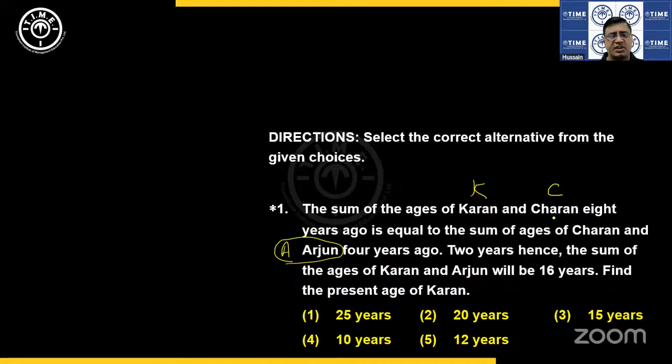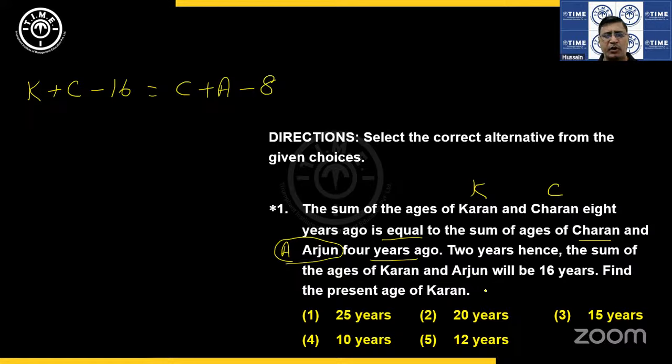Karan and Charan, 8 years ago. Karan's present age is K, Charan's is C. 8 years ago means K minus 8 and C minus 8. So K minus 8 plus C minus 8 means K plus C minus 8 minus 8, that is minus 16. So K plus C minus 16 is equal to the sum of the ages of Charan and Arjun 4 years ago. Charan 4 years ago, Arjun 4 years ago. So 4 plus 4, that is 8.